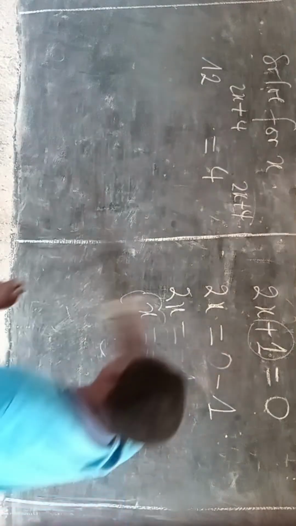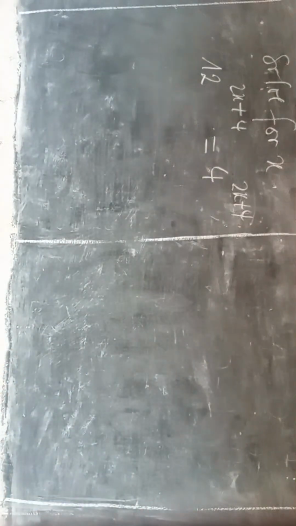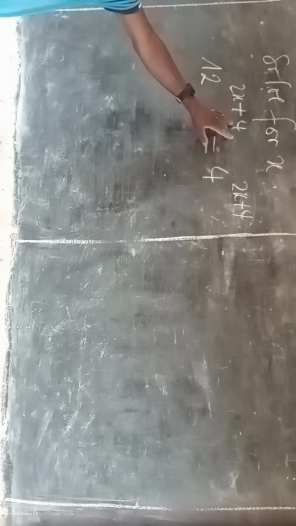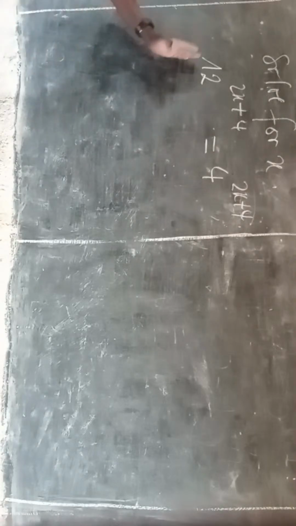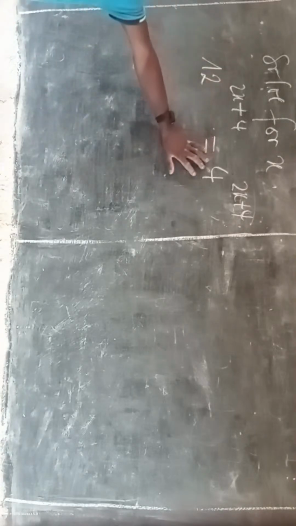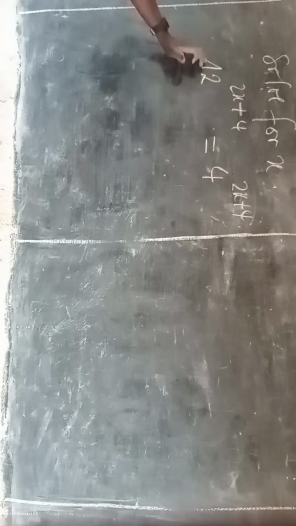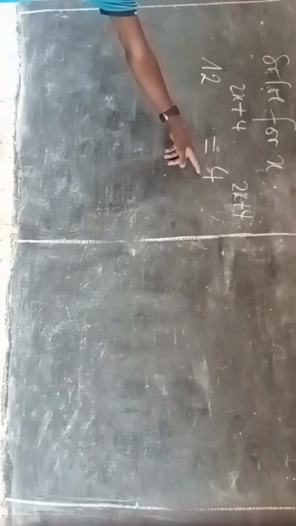So now let us also clean this. It was the last question that we have done. So now let us have this question. You see, we have 12 power 2x plus 4 is equal to 4 power 2x plus 4. Firstly, if you are given this kind of question, an exponential equation, what do you have to do? You have to transform this number to be similar to this number that you have here.